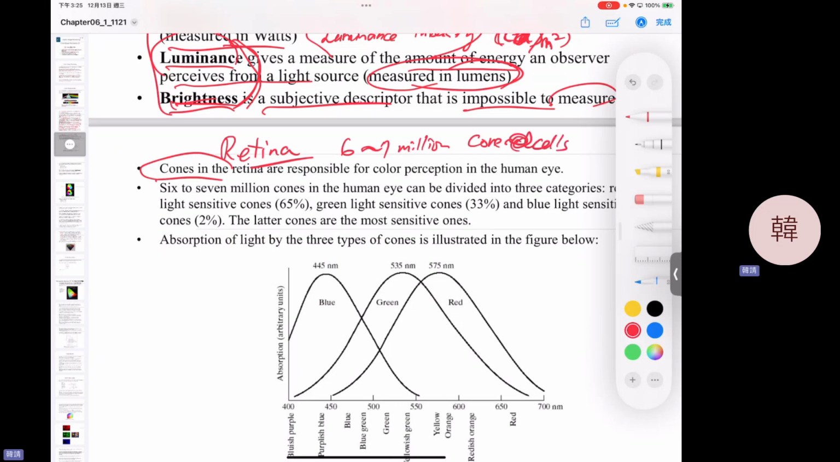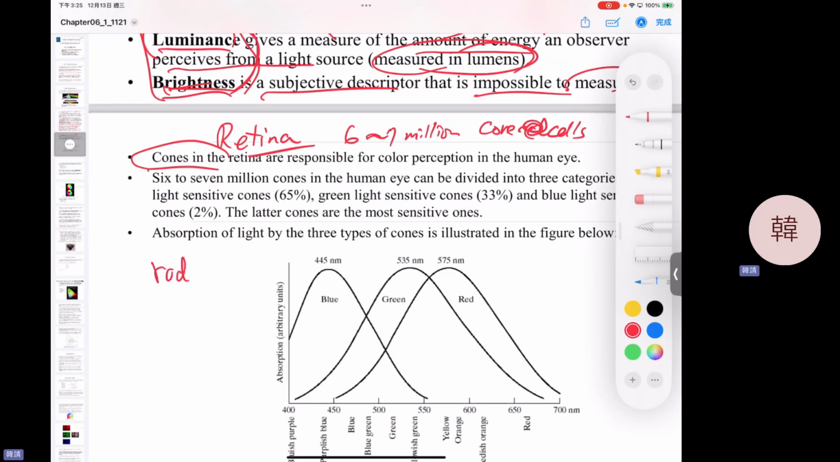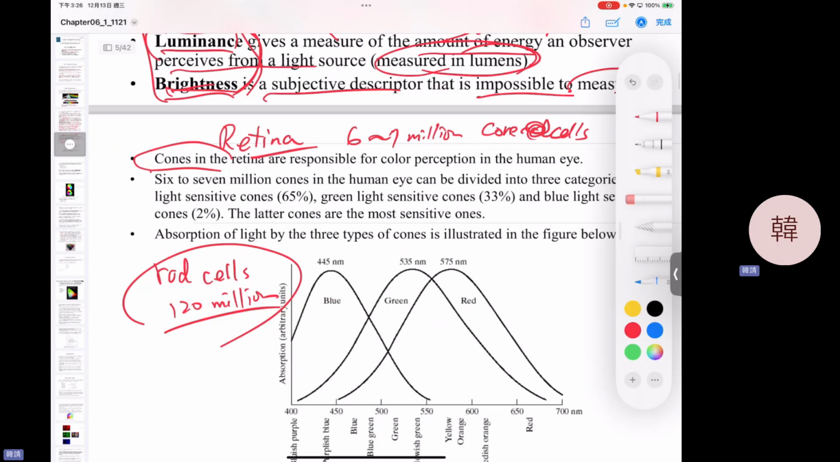Okay, and this is like the cone shape. So in your retina, the other one is a rod cell. Rod cell, it's about I think 120 million. The rod cell we mentioned can only detect intensity, the gray level. There's no color. But the cone cell, we have 3 different types of cone cell for human beings. We have a red, we have a blue, we have a green.